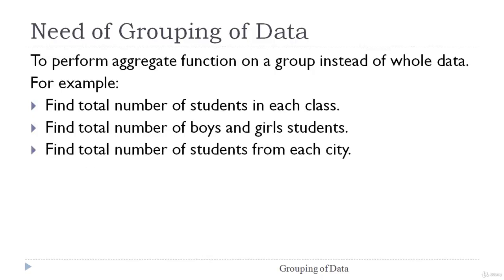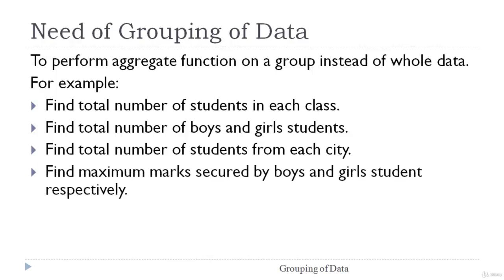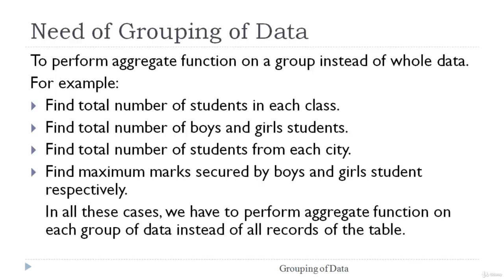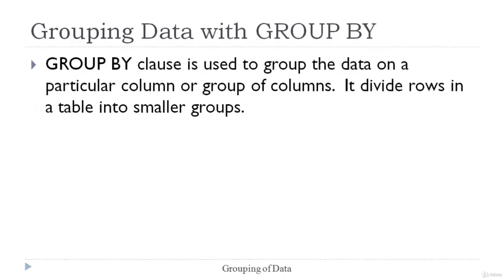To find the total number of students from each city, we have to apply again the total function on each group of city records, not on the whole data set. To find the maximum marks scored by boys and girl students respectively, we have to apply maximum functions for each group of gender. So in all these cases, we have to apply an aggregate function on each group of data instead of all the records of the table. And to perform grouping of data, the group by clause of the select statement is used.